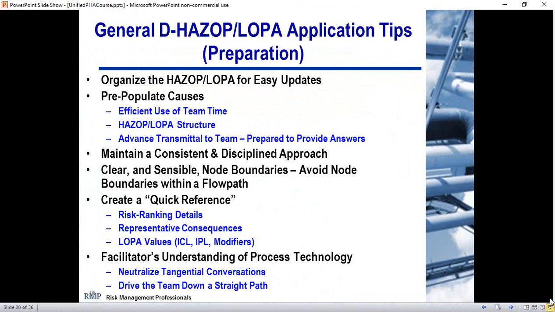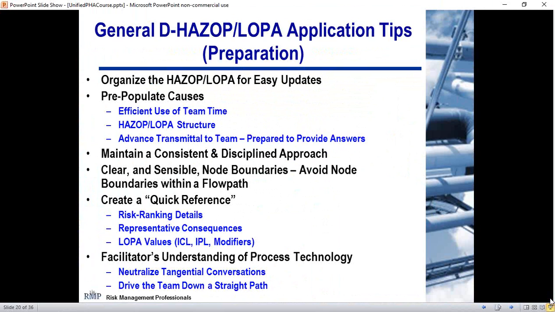Also for preparation, pre-populating the causes. Not everybody endorses this concept, but we found that by the facilitator sitting down with the engineering drawings ahead of time, listing out the causes in an organized, systematic fashion, and prepping it ahead of time, it makes very efficient use of the team time so that they don't have to think about the real simple things that you can pick up easily from an engineering drawing, and they can focus on some of the more challenging items. So by pre-populating, it helps completeness of the HAZOP and LOPA.